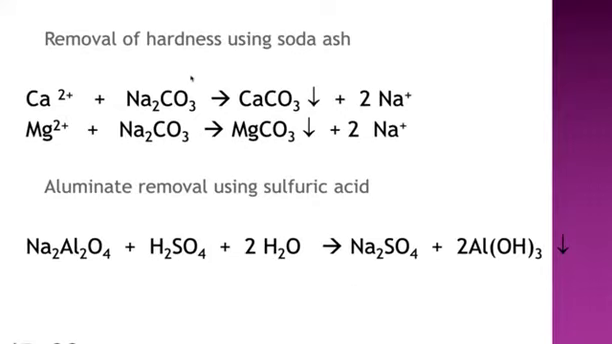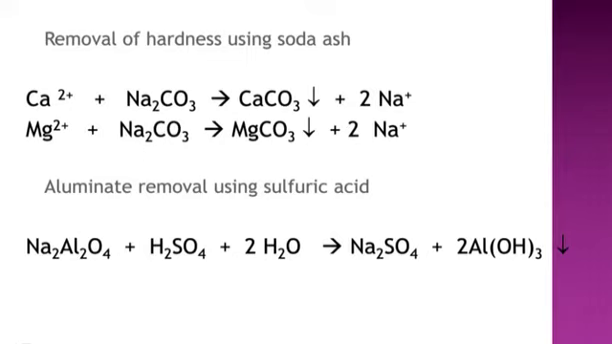Next is the removal of hardness using soda ash. So calcium and magnesium cause hardness in the water, and it is undesirable in the water or in the wastewater. So we're going to add soda ash, or in other words sodium carbonate. So if we add it, there is an exchange of ion reaction. It will form calcium carbonate and magnesium carbonate, and they will be produced in solid form. So that is how you have a precipitate sign here in the reaction.